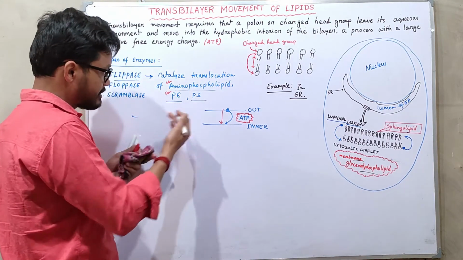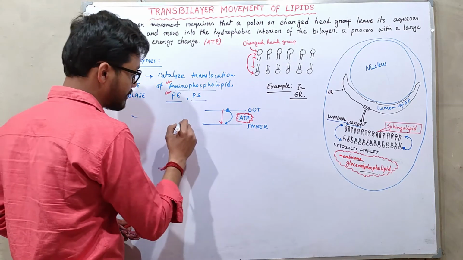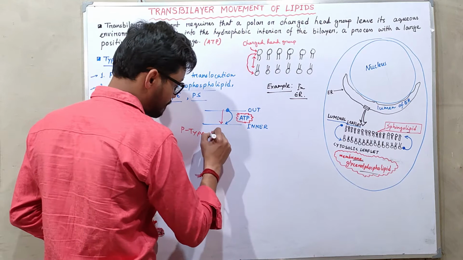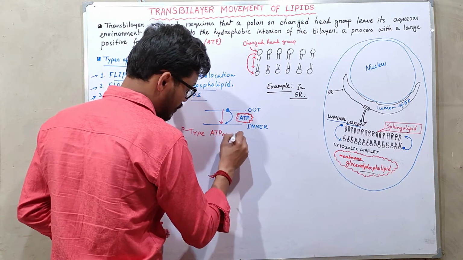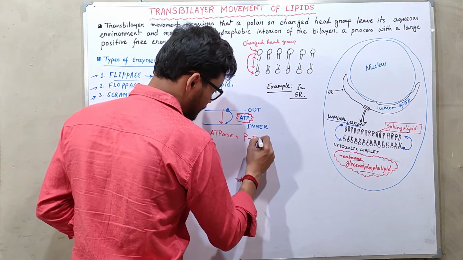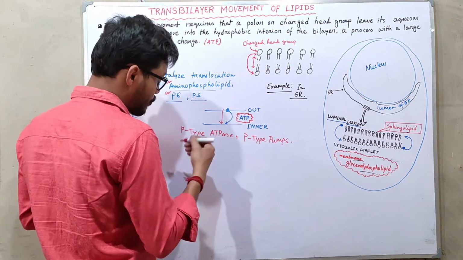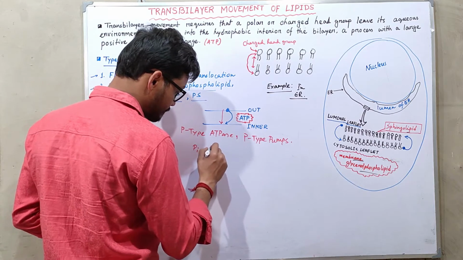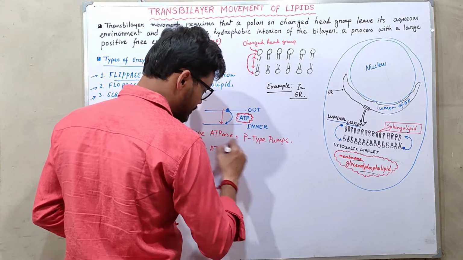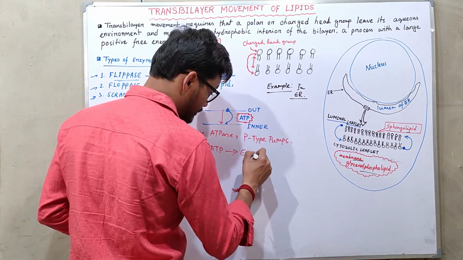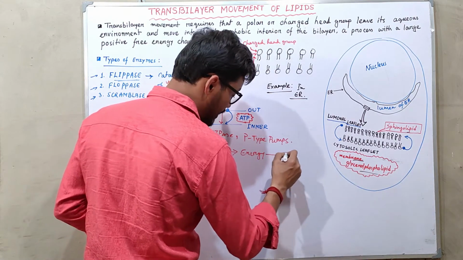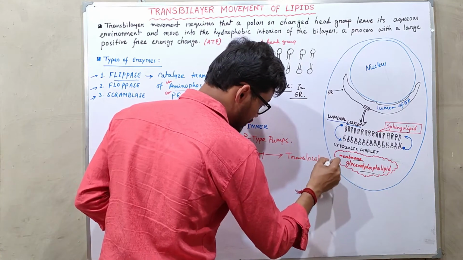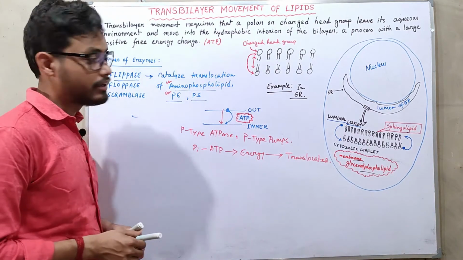These kinds of enzymes, flippases, are examples of P-type ATPases, or P-type pumps. Basically they cleave the inorganic phosphate from ATP and ultimately produce energy, and by using that energy they can translocate those phospholipids from the outer leaflet to the inner leaflet.